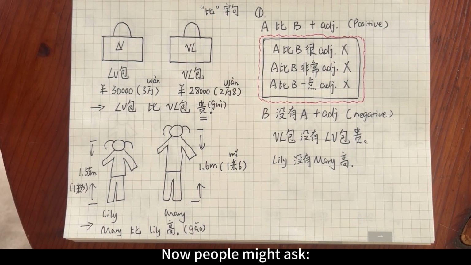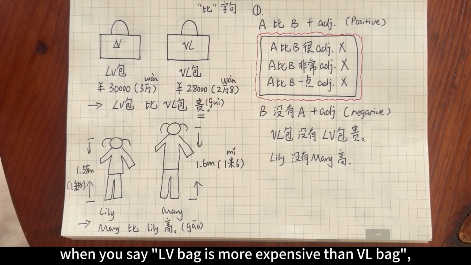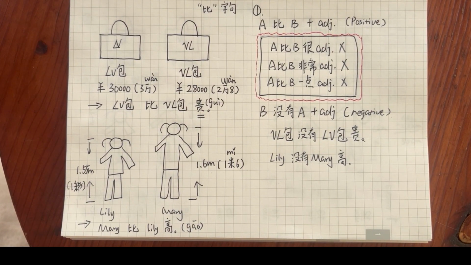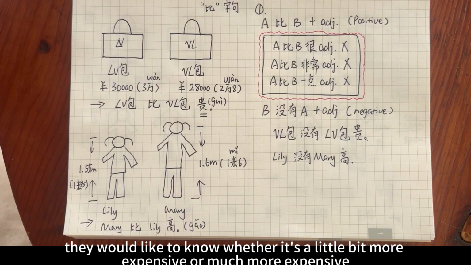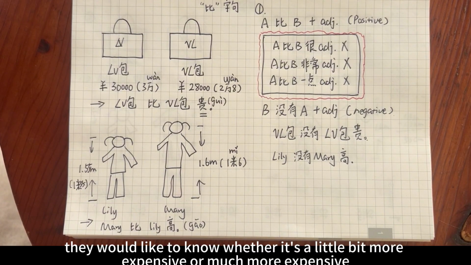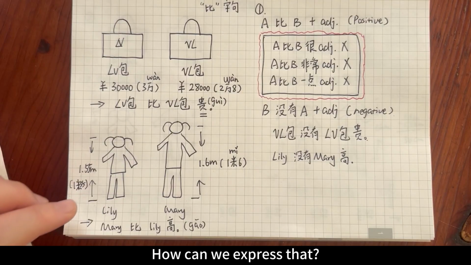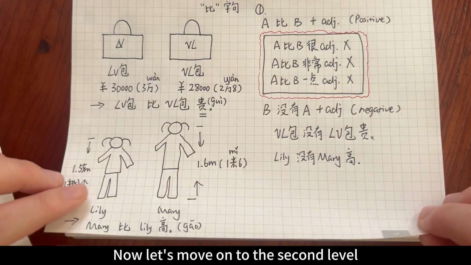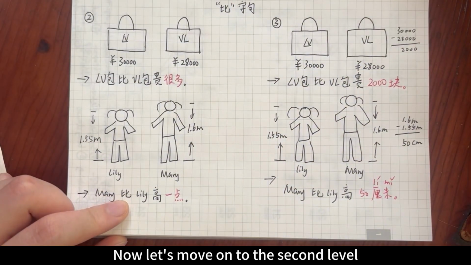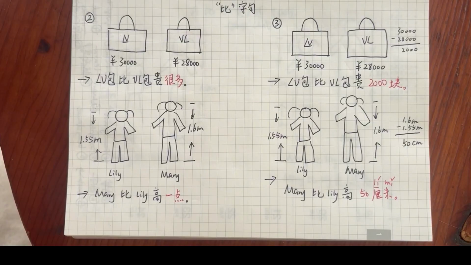Now people might have question. When you say LV 包 is more expensive than VL bag, people are curious. They would like to know a little bit more expensive or much more expensive. So in this case, how can we make it happen? So now let's move on to the second level of comparison structure.